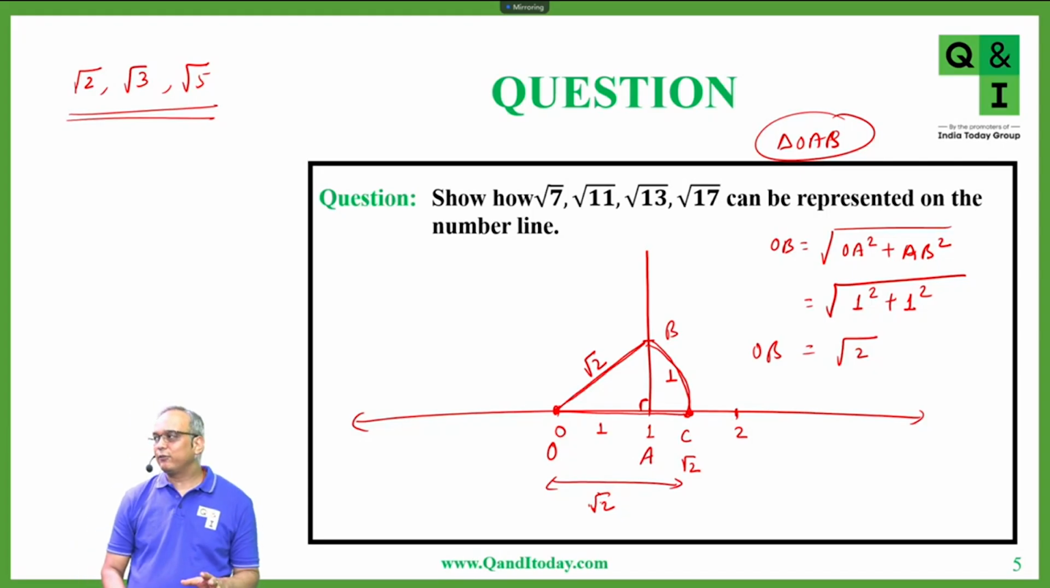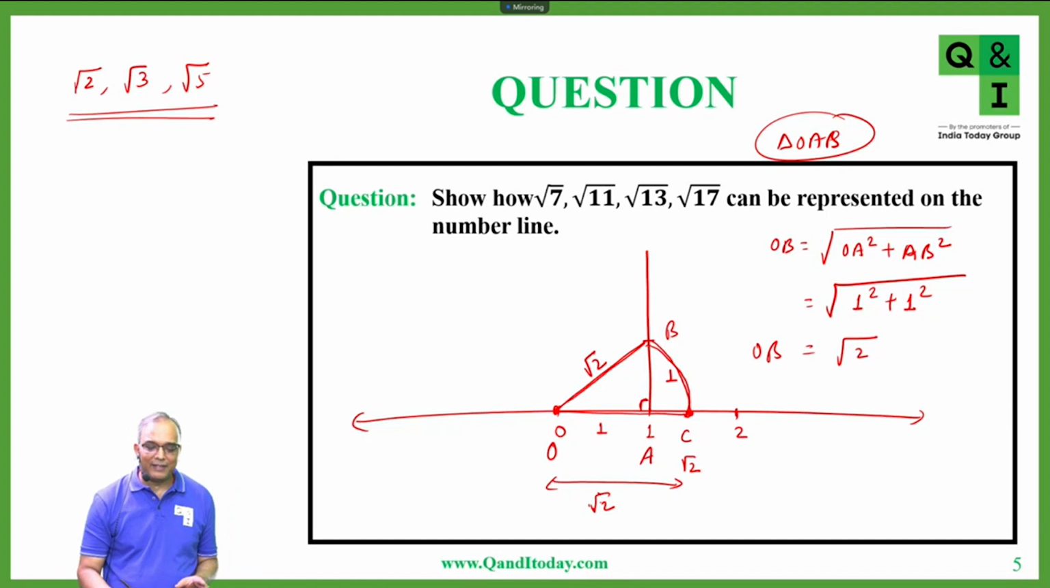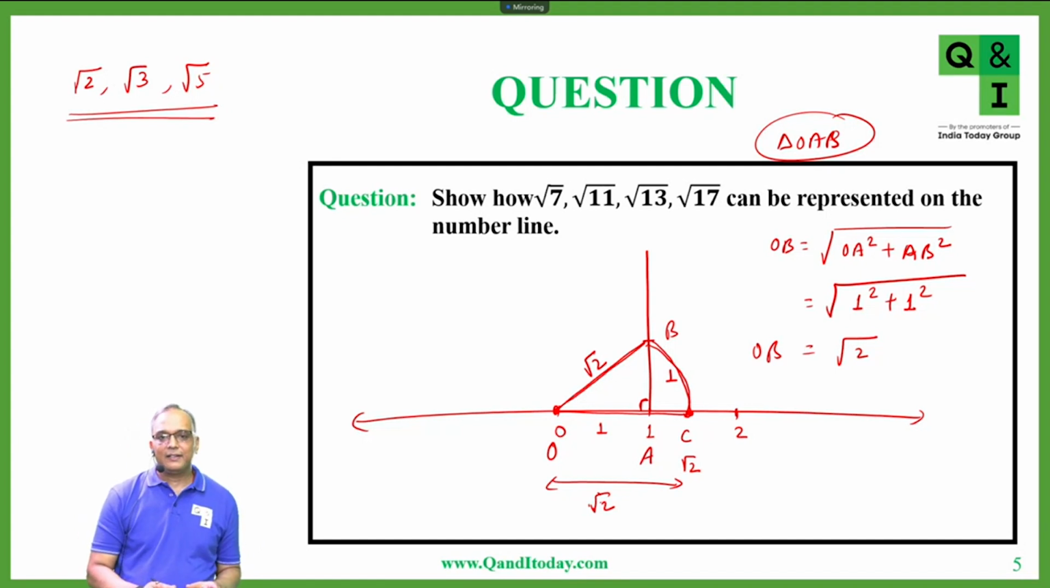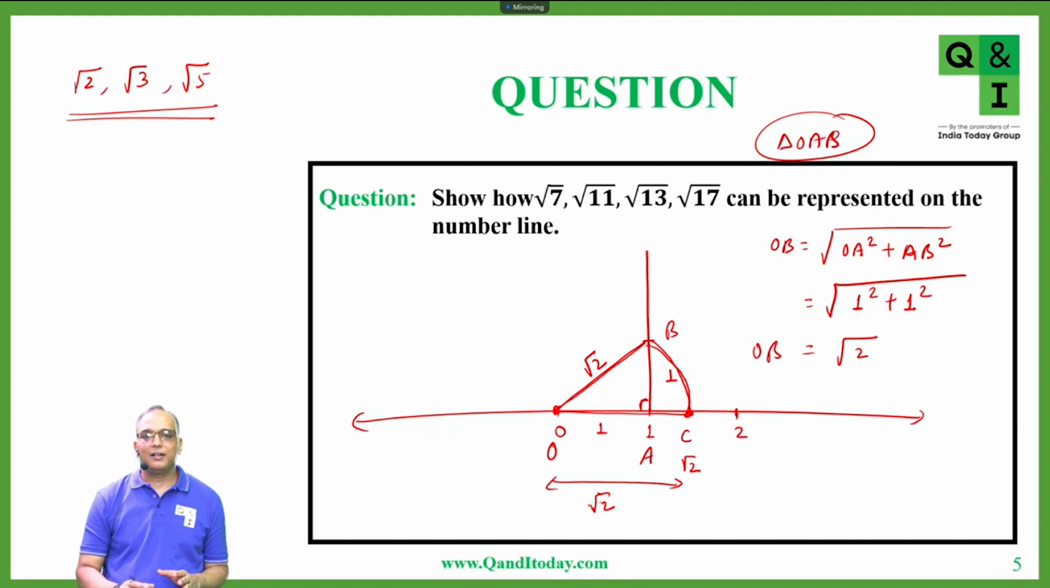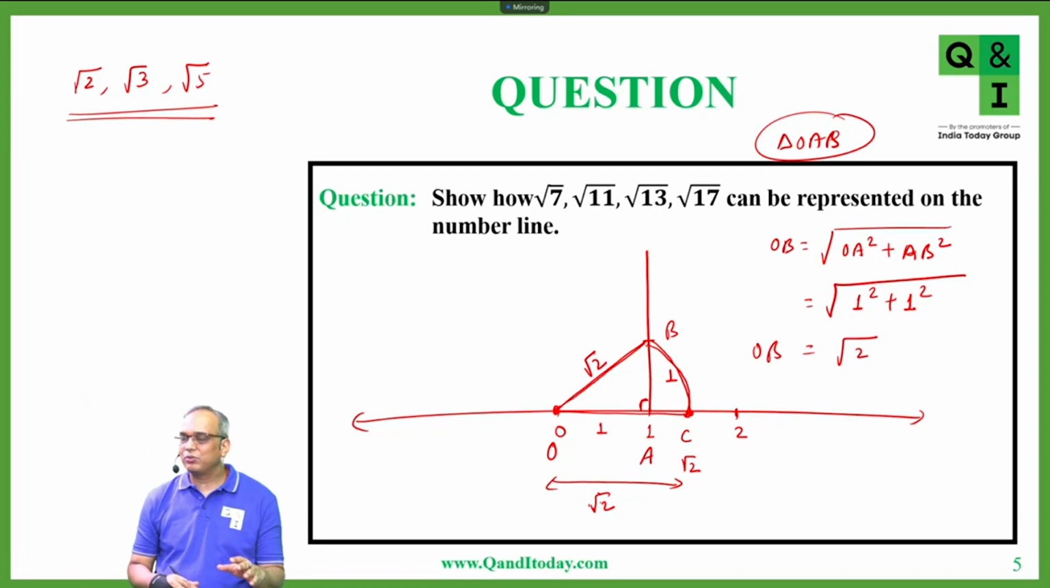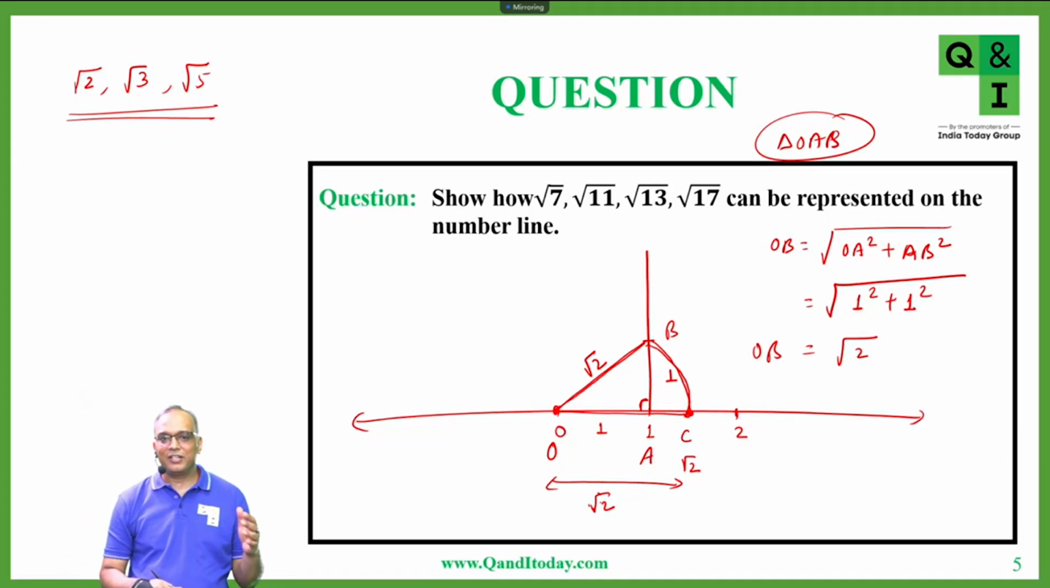Is this clear to everyone? I hope everyone is now aware of how to plot an irrational number on the number line, how to plot root 2 on the number line. If you have understood, students, you can write it in the chat box or give me a thumbs up.